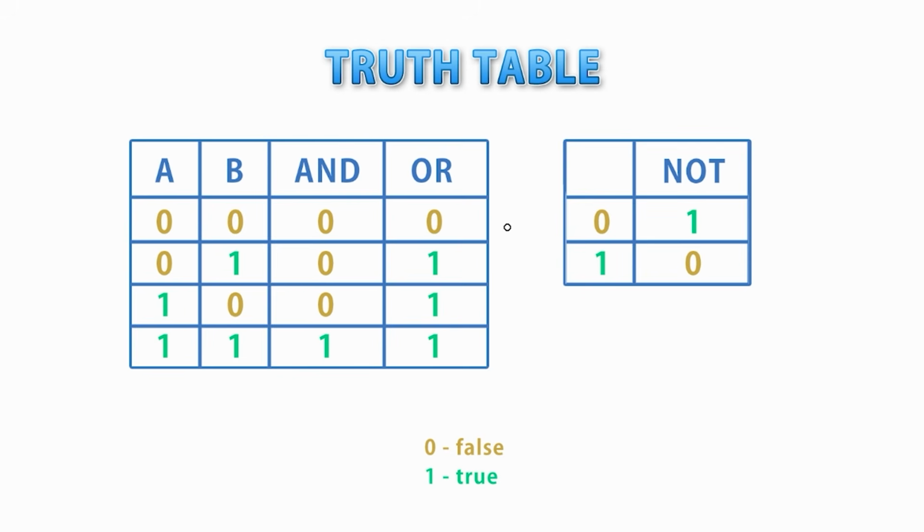Then the other operation that we can see here is the OR operator. This one is going to be true if either A or B is true. So if both of them are false, then the OR is going to be false. But if just one of them is true, then the output of the OR is going to be true. Or if both of them are true, then the output is also going to be true.